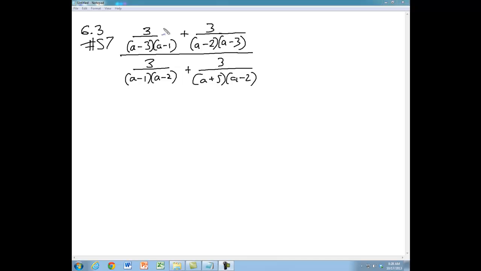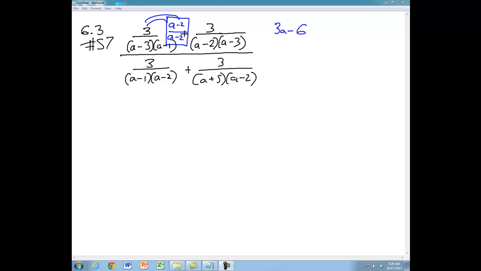So this fraction needs to get multiplied by 1. Let me see if I get my pen working here. We're going to multiply the top and bottom by a minus 2. And in doing so, now we can distribute this, so we have 3a minus 6.